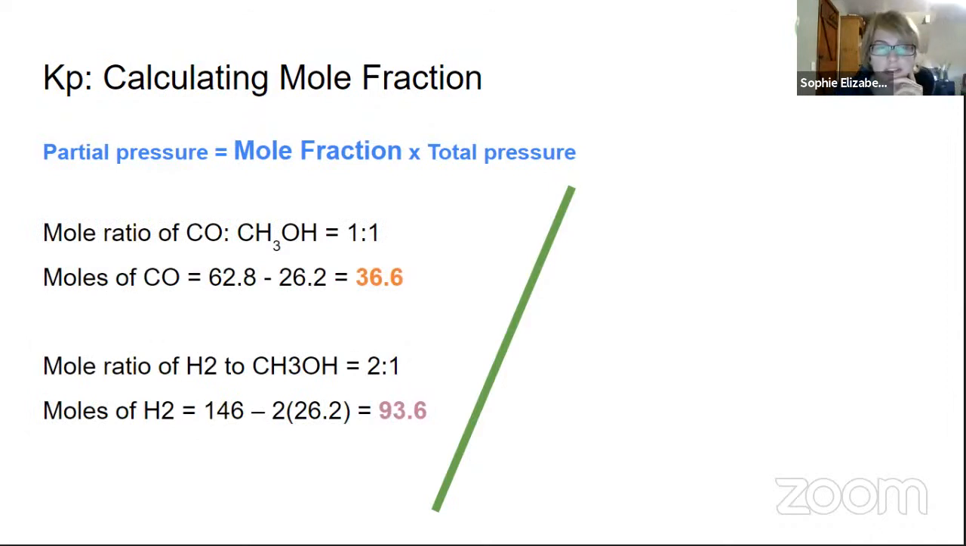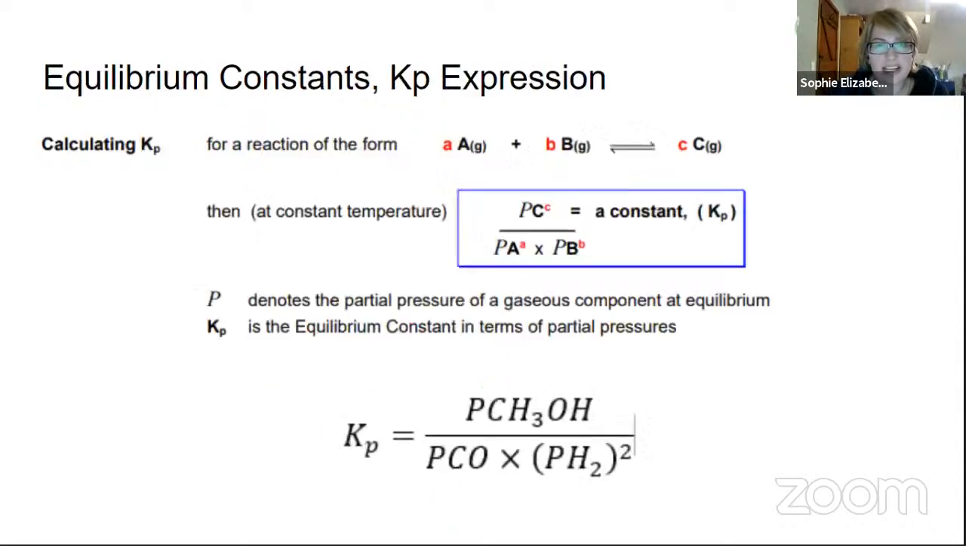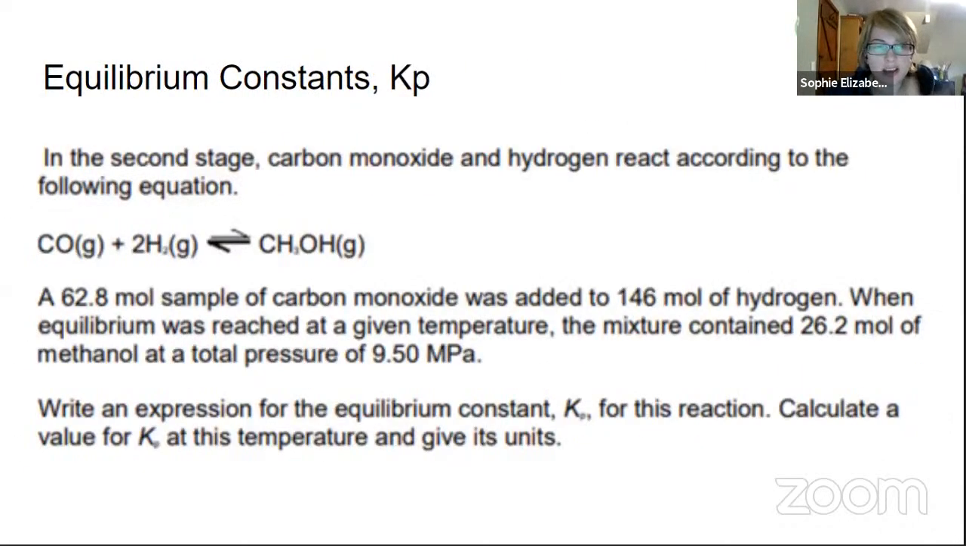So I talked about stoichiometry. This is what you need to do, is work out basically how much of your reactant have you got compared to your product when it's at equilibrium. Now, the question very kindly gives us a lot of that. So it tells us that we have 62.8 moles of sample of the first reactant, carbon monoxide. And then it tells us that at equilibrium, we then have 26.2 moles of methanol.